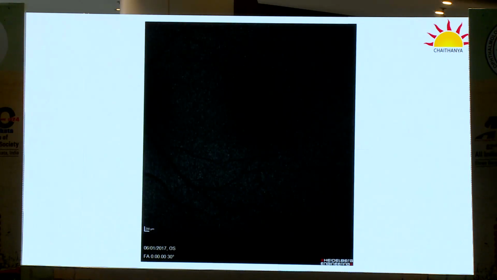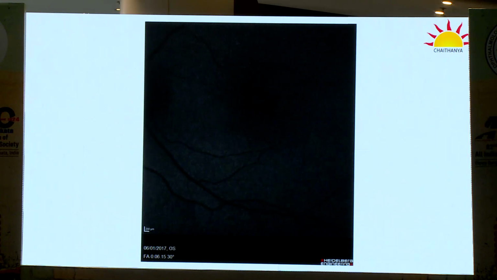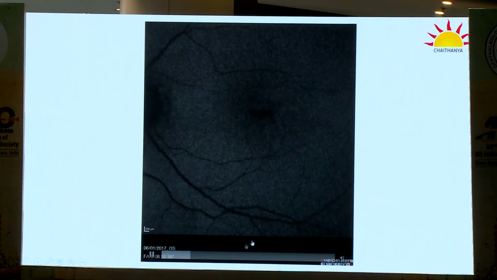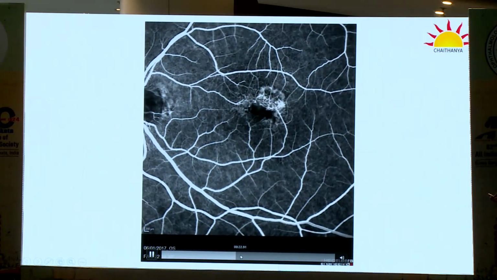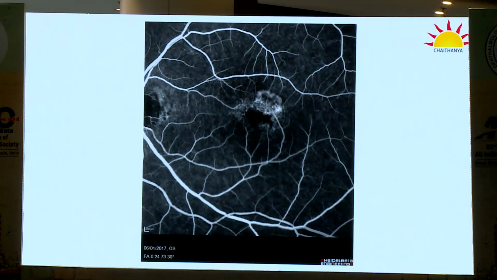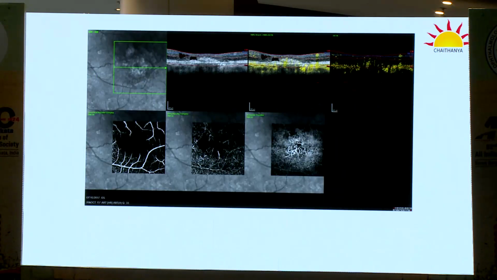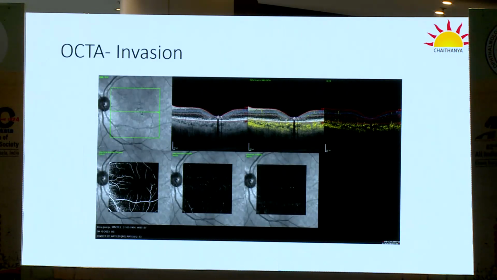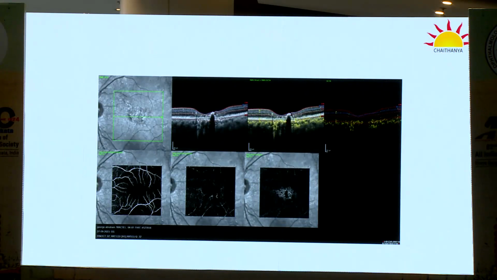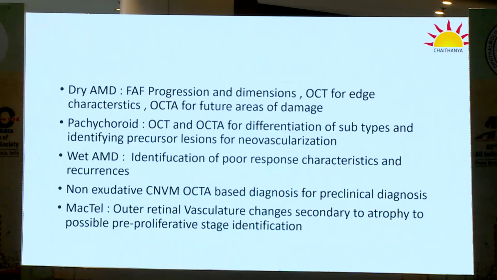This is the dynamic angiography by which we can make out, as the dye goes by, you can see the vascular net coming beautifully at this point of time, and over time the leakage increases, and this is a very key important way of diagnosing MACTEL. Some of the other features of MACTEL is called invasion, where some of the vasculature goes to the lower layers and it has to be differentiated from a CNVM later.